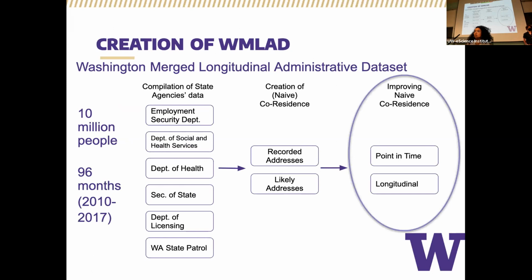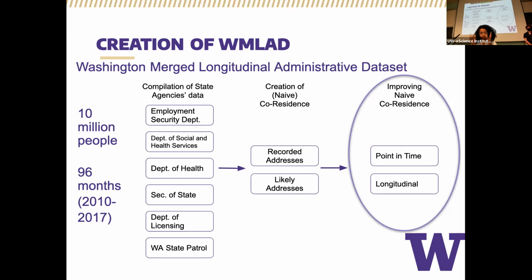We used the WMLAD, or the Washington Merged Longitudinal Administrative Data Set, which was created to examine employment and earning outcomes. It got information from across 6 state agencies about 10 million people across 96 months. It was not collected for research purposes, and that's something important to know. Some agencies cover some subpopulations more than others, but collectively it was very informative for us to know who was in the data and also consider who else was missing from the data as we went on to do our analysis.